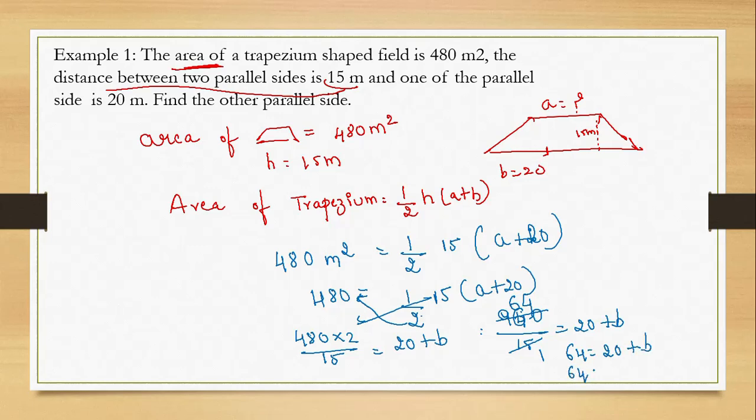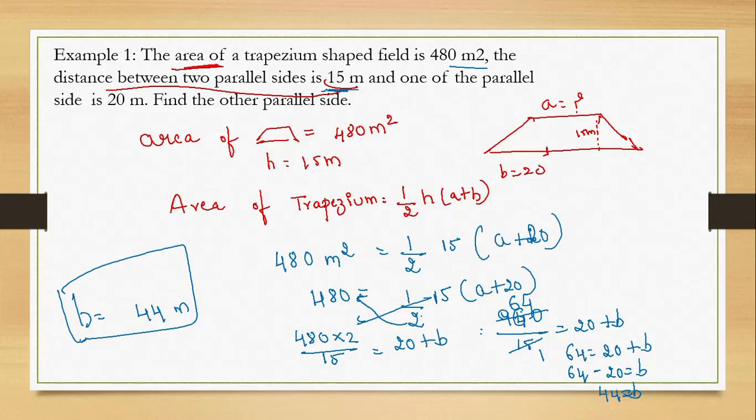Then if we transfer the 20 here, it will become minus 20, then the answer will be 44 is equal to a. Then the other parallel side is equal to 44 meters, that is the answer. So in the question they have already given the area of the trapezium, that is 480 meters square, and the height, that is 15 meters, and the one parallel side. Here we found that the other parallel side is 44 meters. Okay, next we move on to the next question.